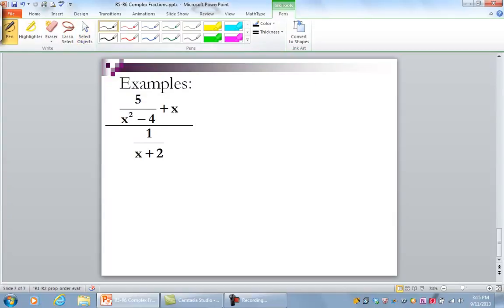5 over x squared minus 4 plus just x. The denominator is 1 over x plus 2. What's good about this denominator, while you're copying it down, is that it's already one single solid fraction. There's nothing that can be simplified or reduced for just the denominator, so we only have to combine the two numbers on the top here. Okay? So, here we go. I'm going to write 5 over x squared minus 4 plus x over 1.